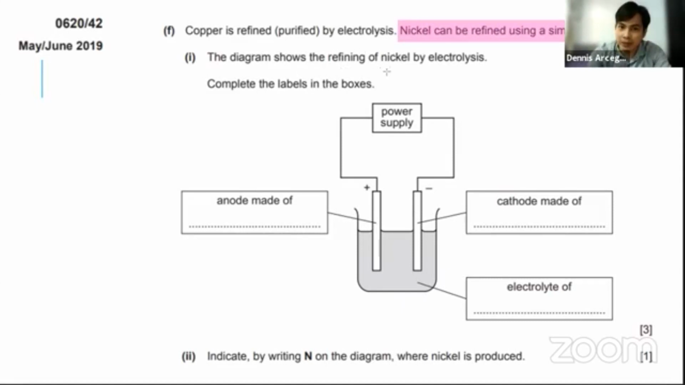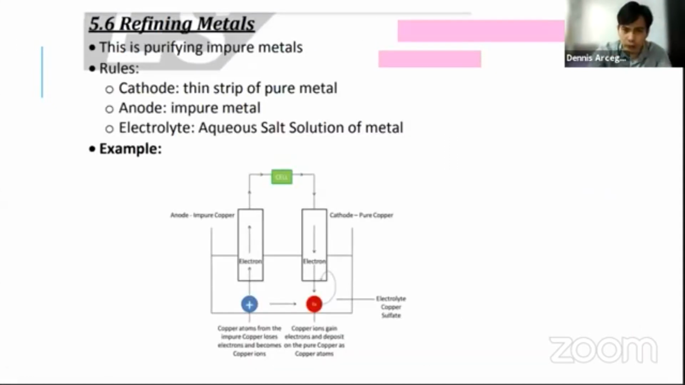Copper is refined or purified by electrolysis, and nickel can be refined using similar method. So the diagram shows refining of nickel. This one is about refining of nickel by electrolysis. What does the question ask? What does this topic show you earlier? Cathode contains pure metal. Anode contains impure metal.